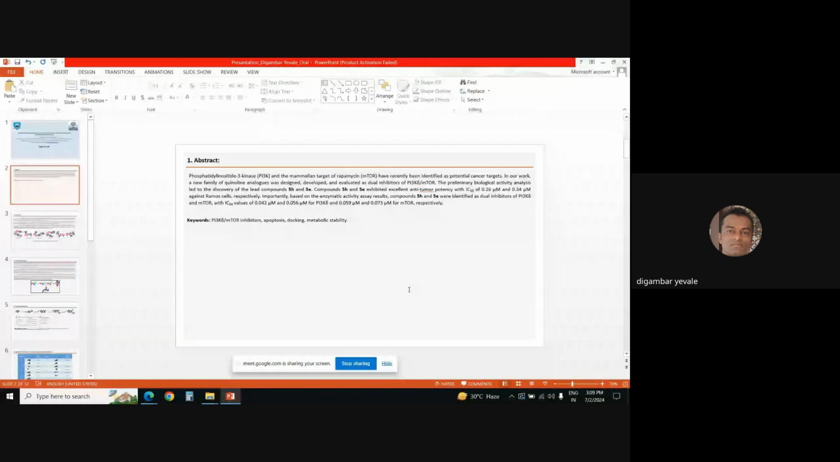In the preliminary biological activity analysis, we could see that compound 5H and compound 5E show potential anti-cancer activity. So we have tested both compounds 5H and 5E on the anti-tumor Ramos cell line, and we observed the compound showing an IC50 value of 0.26 micromolar for PI3K delta and 0.34 micromolar for mTOR. Along with that, the IC50 values of 0.042 and 0.056 micromolar for PI3K delta, as well as 0.053 and 0.073 micromolar for mTOR, respectively.